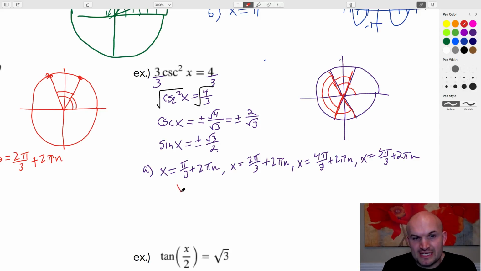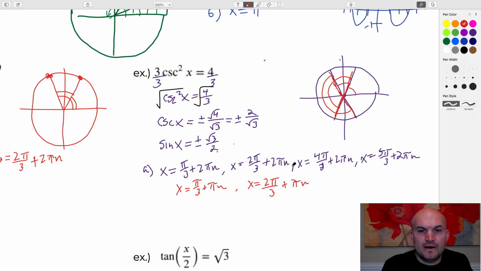A simplified version would take the smallest positive angle, which would be pi over 3, and then say, what else would you need to add to get to another solution? Well, you could add 2 pi, but if you just add pi, that takes you to the solution in the third quadrant, and if you add pi again, that goes back to your original equation. So I would write x equals pi over 3 plus pi n. And then you could do the same with the second and the fourth quadrant by saying x equals 2 pi over 3 plus pi n. All right?